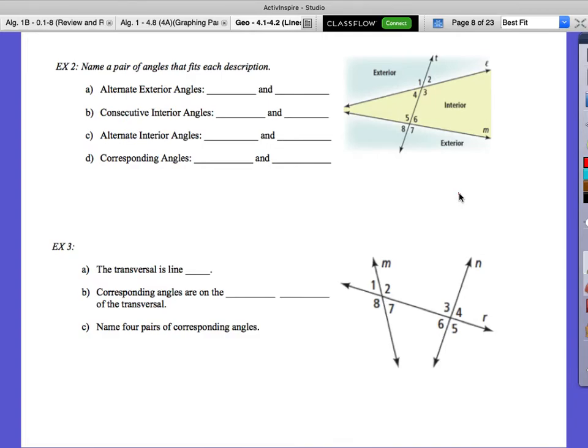So, I want you guys to name a pair of alternate exterior and go all the way through. You don't have to name more than one pair. You just need one pair for each of these. So please do that now.